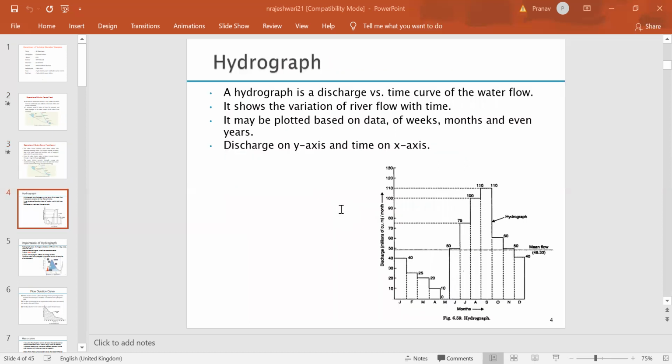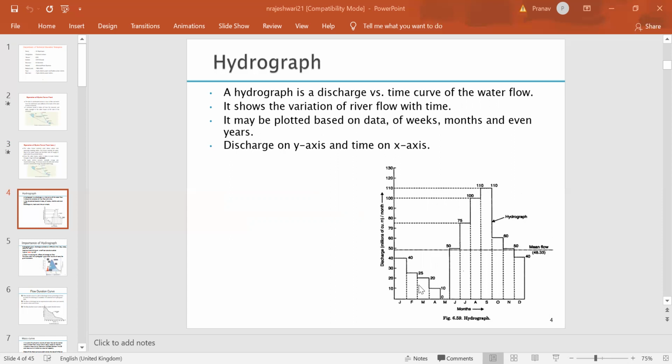And coming to the hydrograph, this is a graph. The hydrograph is a graph drawn between discharge versus time of the water flow. So this is the discharge in millions of cubic meters per month, and this is the months. So this is the time versus discharge curve, and that is called a hydrograph. It shows the variation of river flow with time.